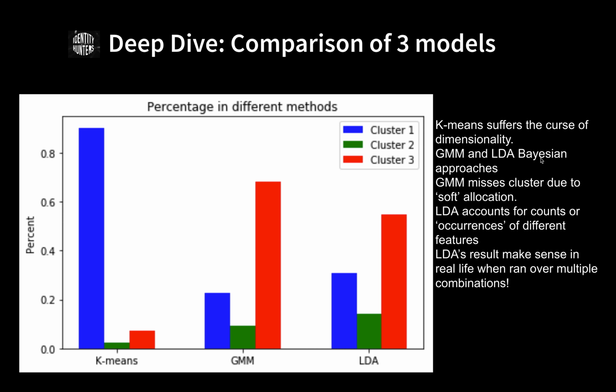Now GMM and LDA basically have Bayesian approaches, but GMM in particular does a soft allocation of sorts to each value. This is a problem, since sometimes one of the GMM clusters would completely miss out all the values and there would be just 2 clusters. So this was a recurring issue, and we went ahead with LDA.